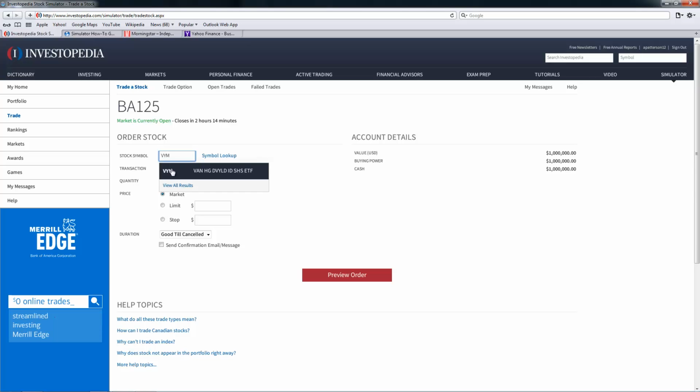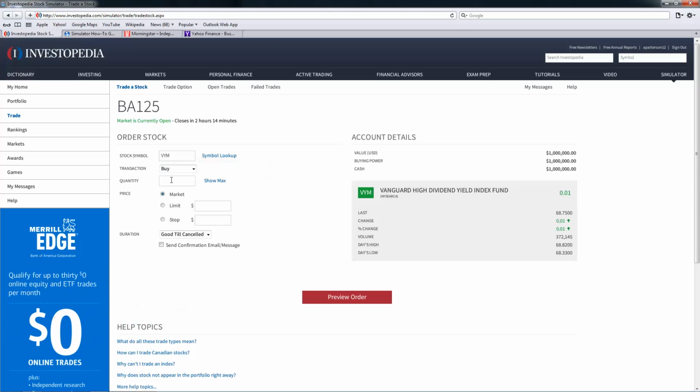You can also trade ETFs and mutual funds. This is a Vanguard mutual fund, high dividend yield index fund. You can buy these as well. You don't have to buy individual stocks.